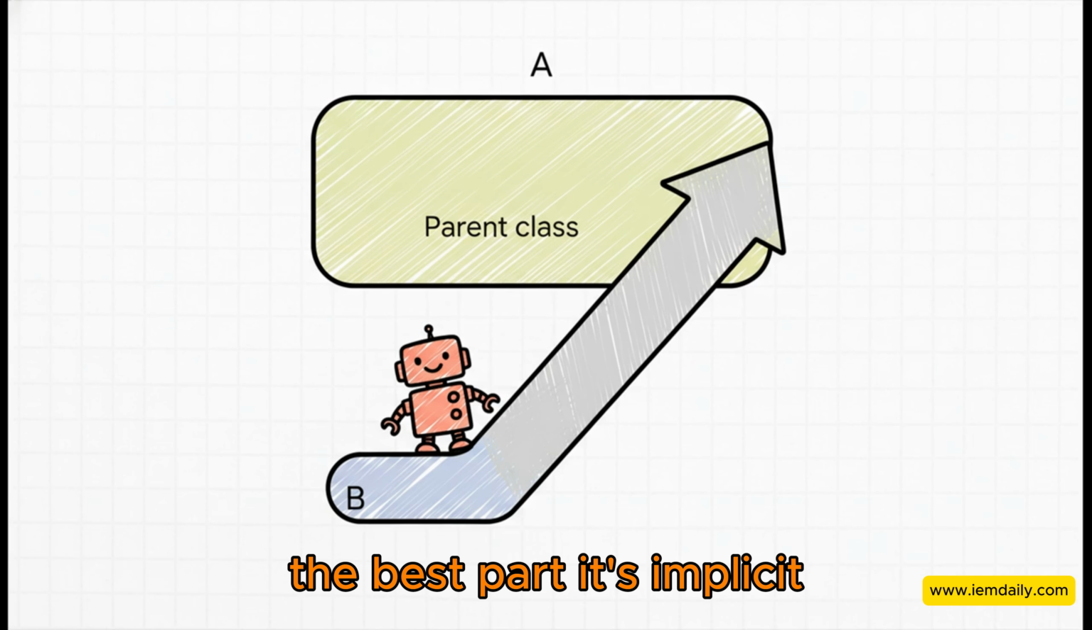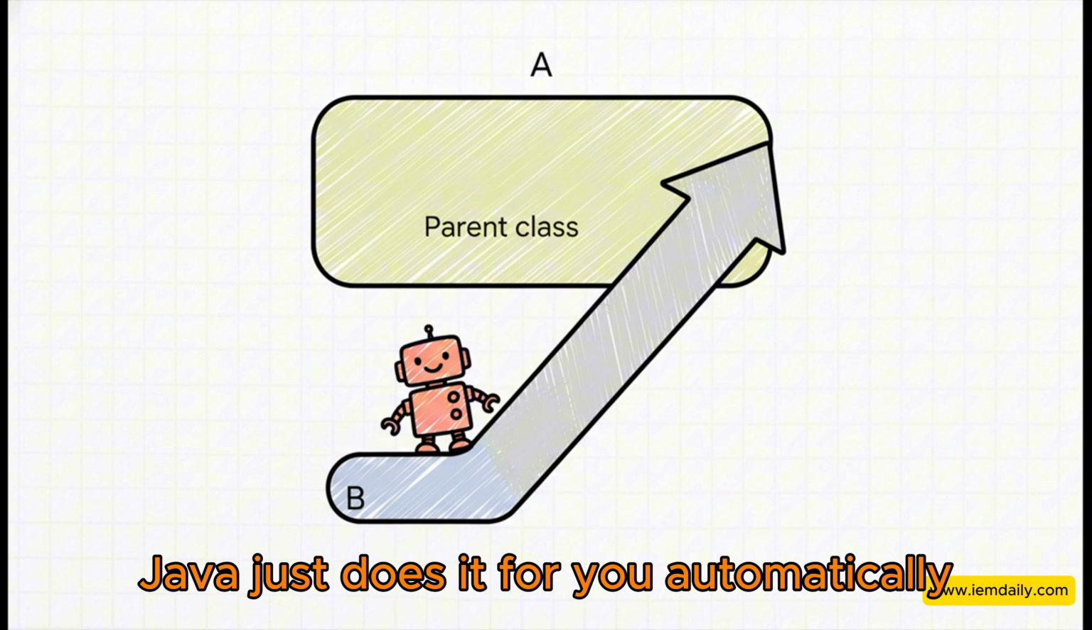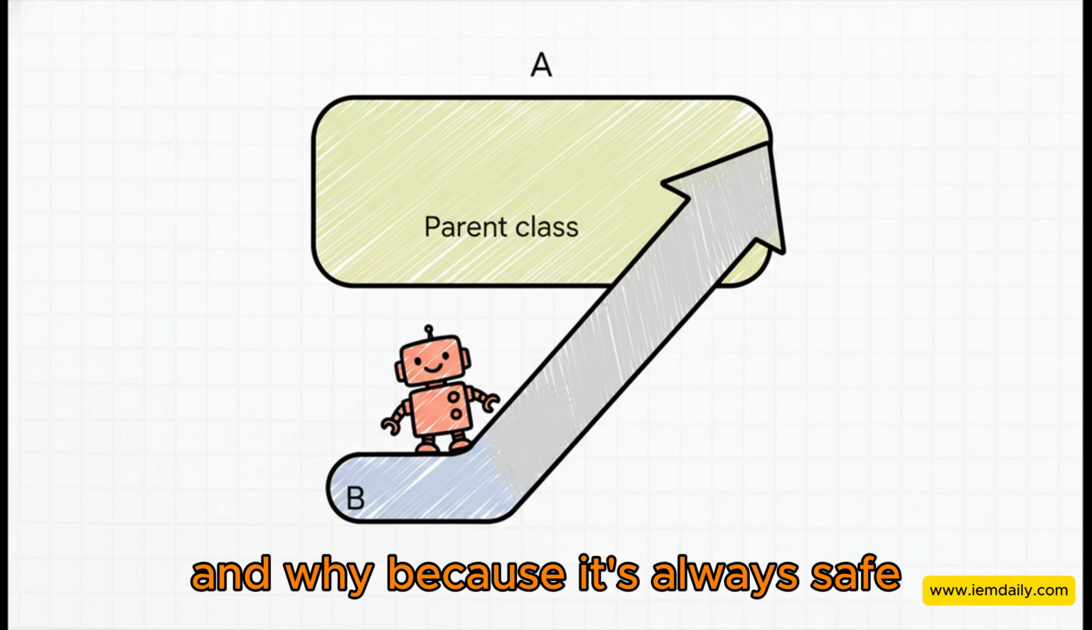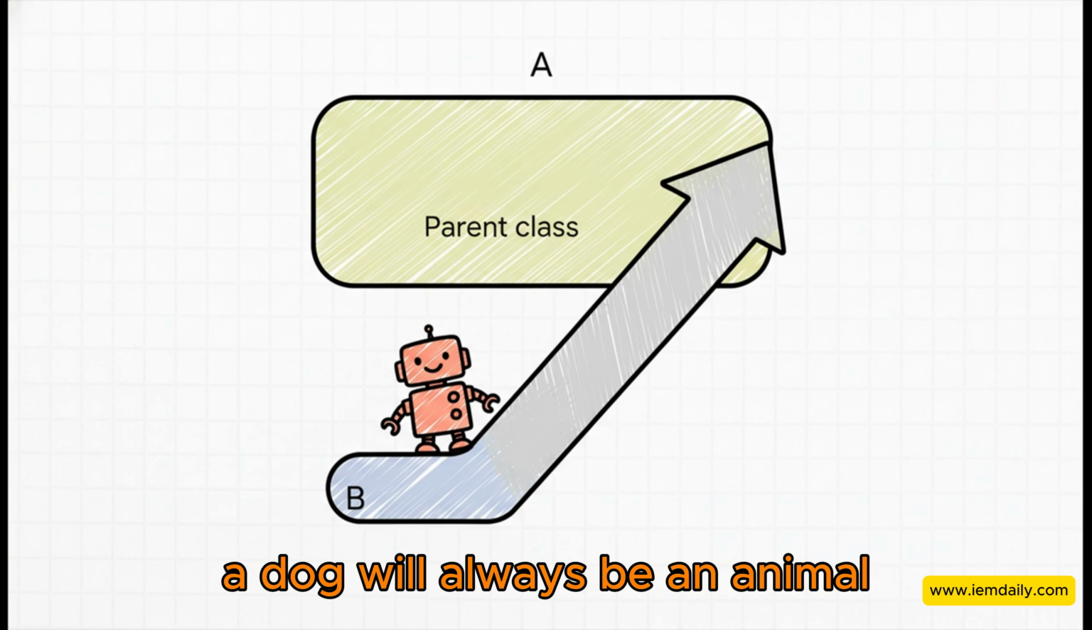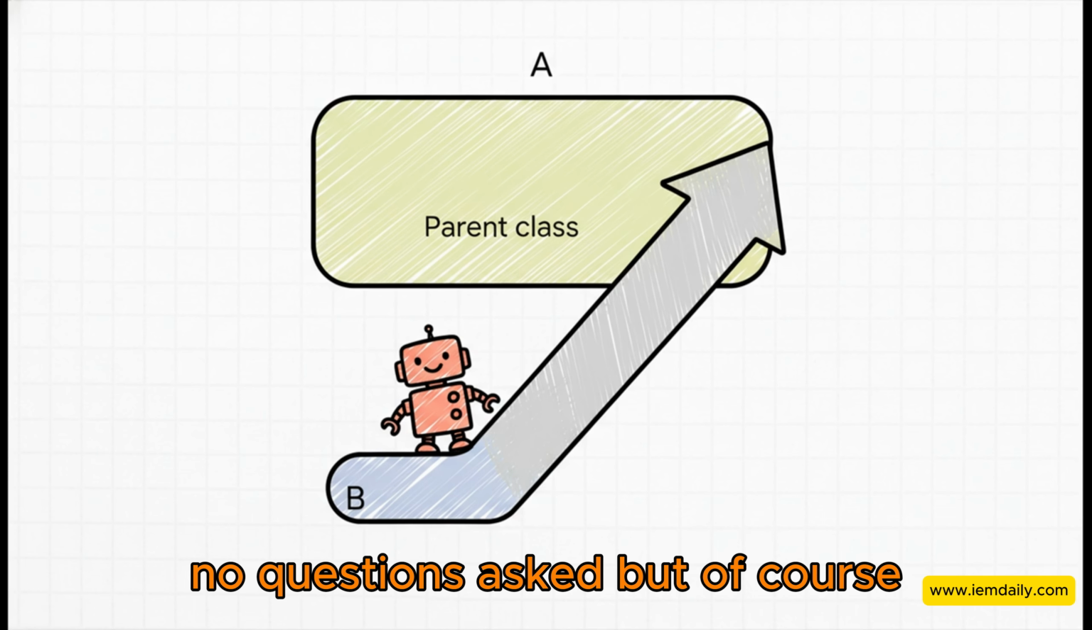The best part? It's implicit. That means you don't have to do anything special. Java just does it for you automatically. And why? Because it's always safe. A dog will always be an animal, so Java is totally cool with this conversion, no questions asked.